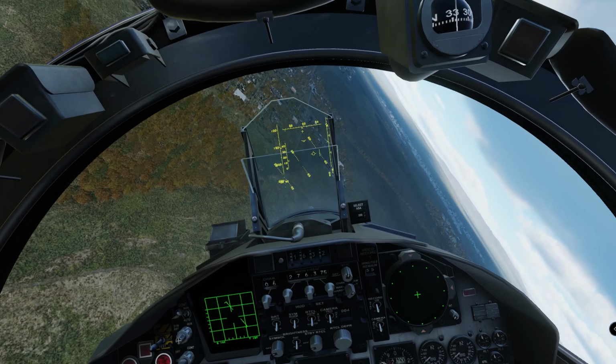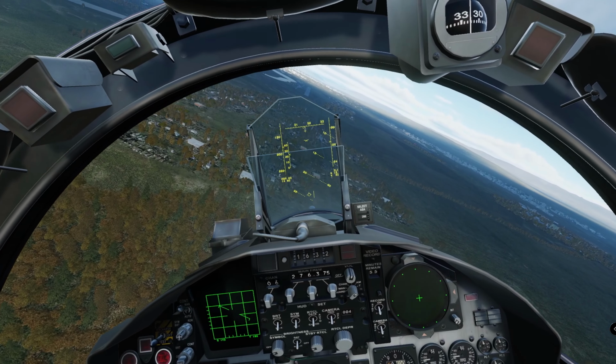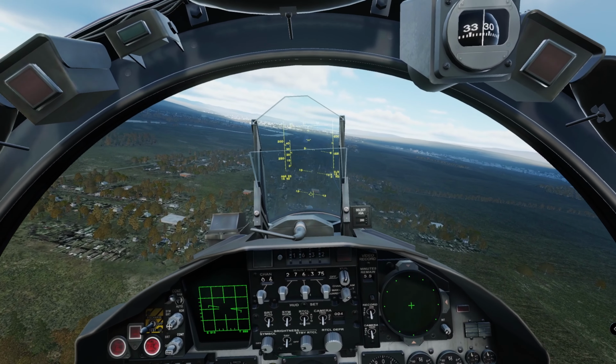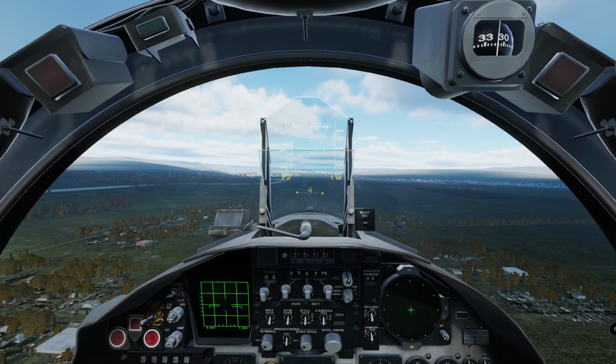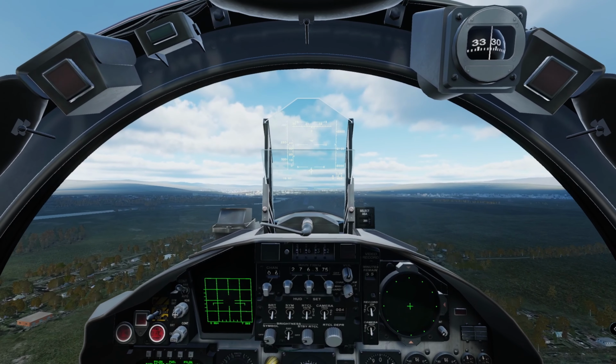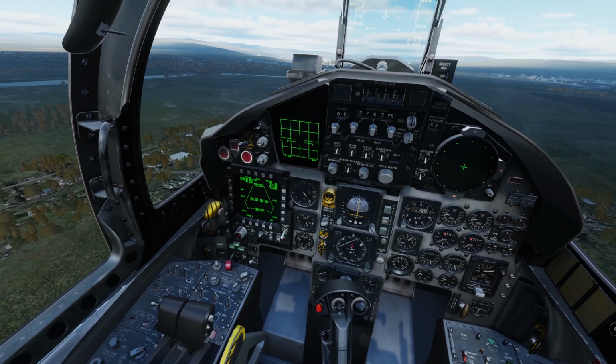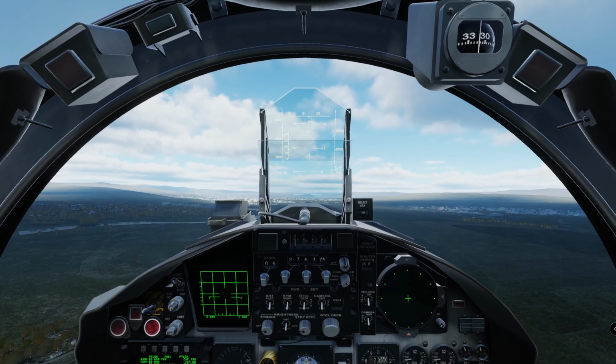The wing drop, reduce AOA, increase power, use your right rudder to re-coordinate yourself. Then establish a positive rate of climb. You're climbing, flaps up, gear up, go around and try again.